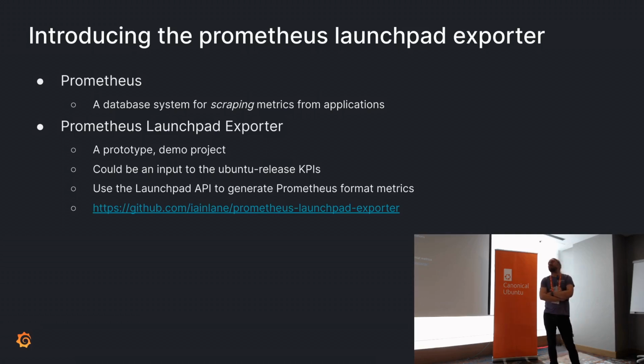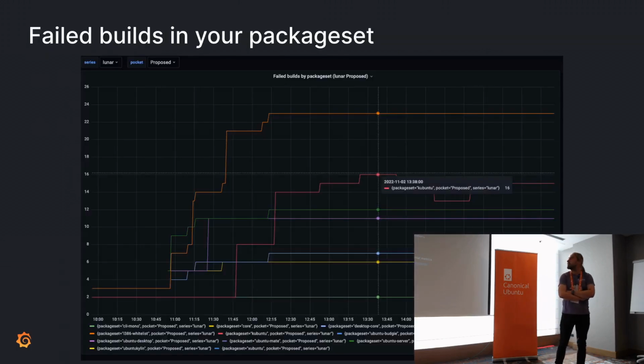So there's definitely some optimization work to be done there. And I did give them some feedback on the APIs and how they could help me reduce the number of calls that I have to make. So here's that. This is one of the metrics that exposes the number of build failures in your package set over time.